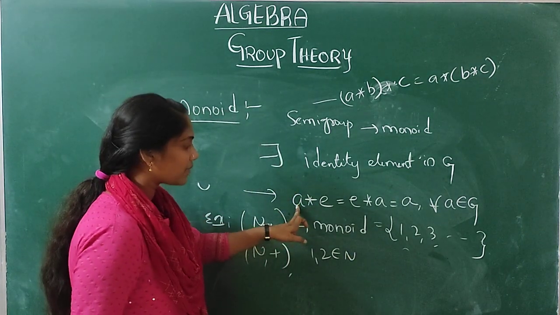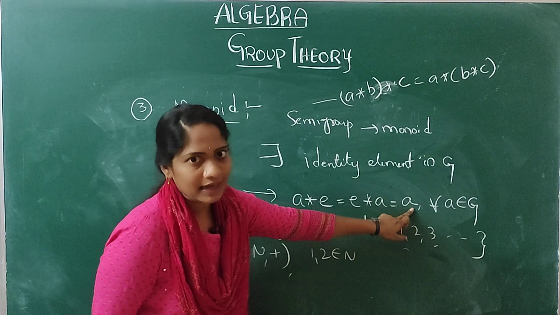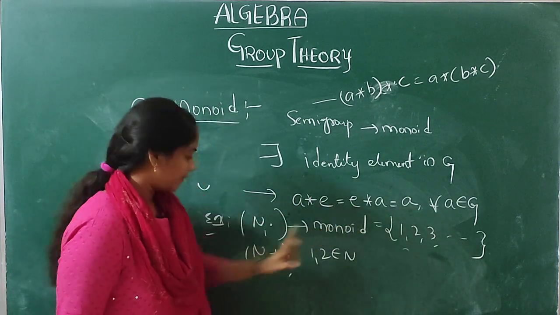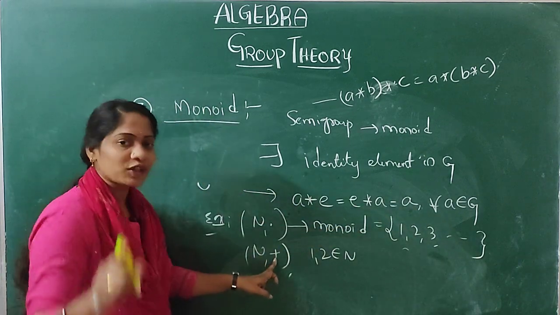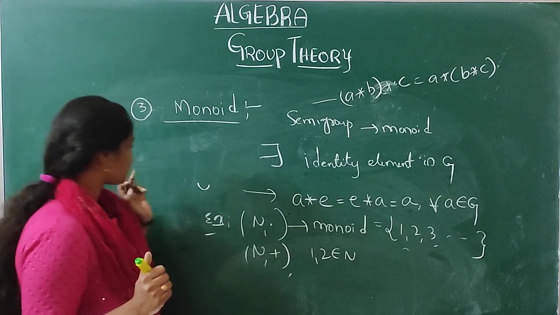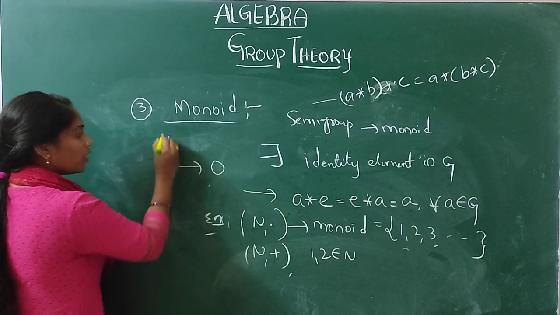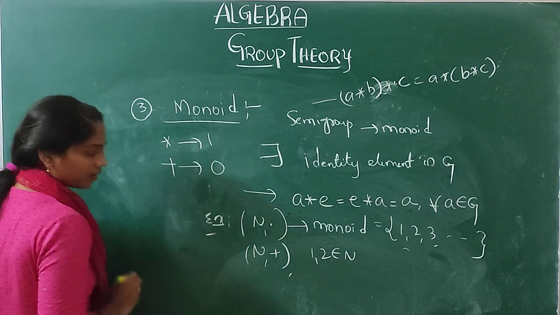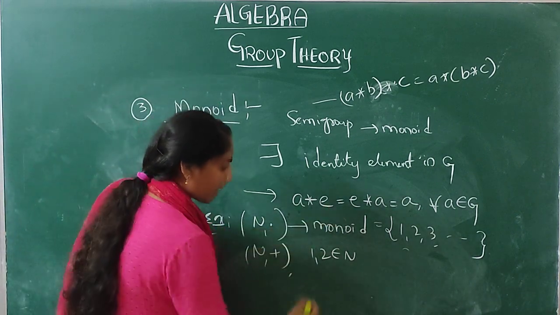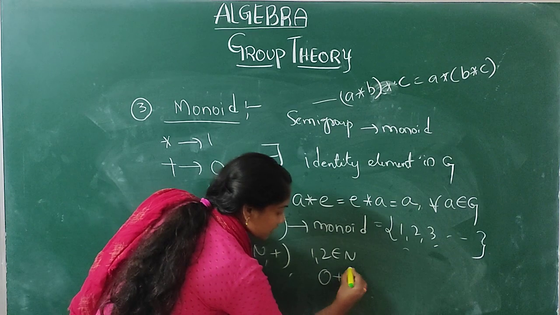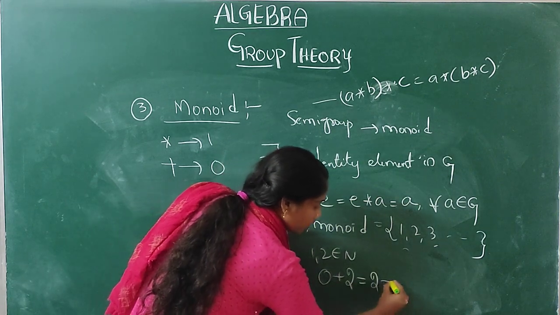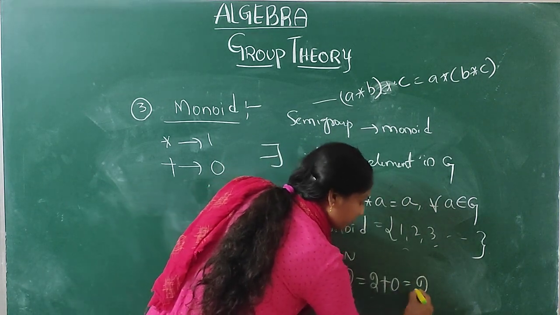And whichever element we take, we should get the same element back, that is the identity. So N with respect to plus, what is the identity element? I just revised it. With respect to plus, what is the identity element? 0. With respect to multiplication, 1. So in the place of identity you have to take 0. 0 plus 2 is equal to 2 plus 0 equal to 2.